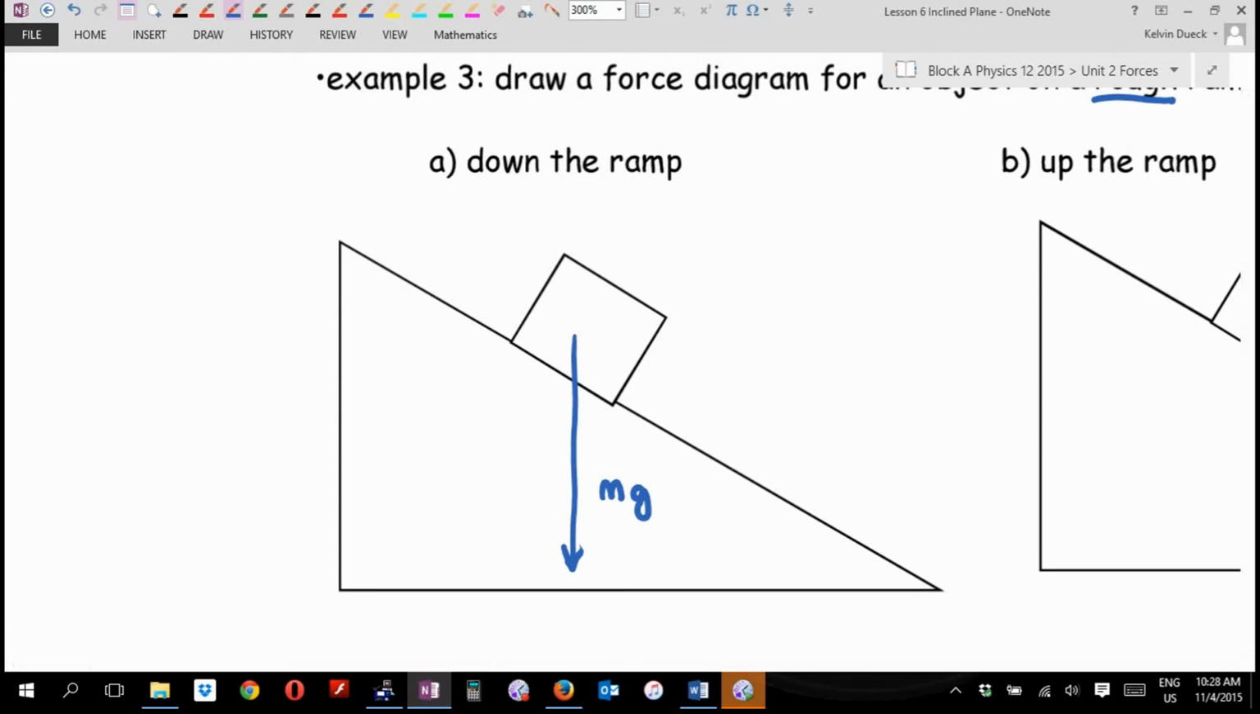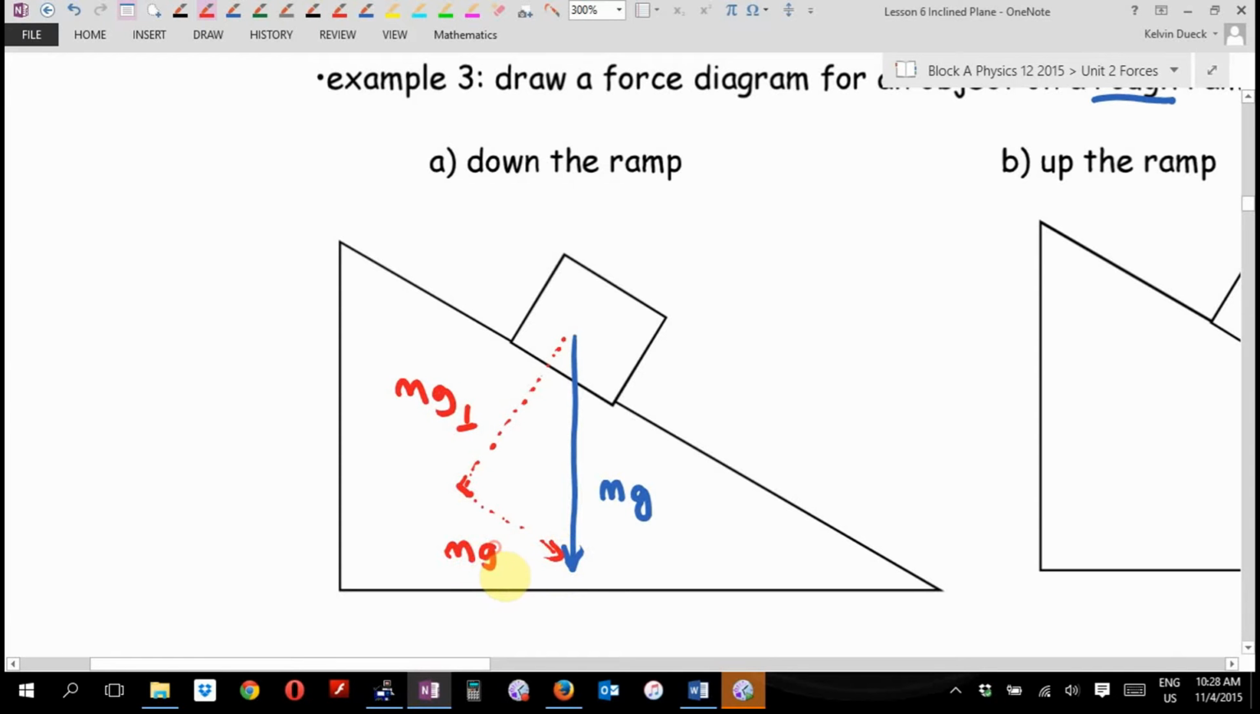I don't like gravity. I'm going to break it up into components: a perpendicular component and a parallel component. I want you to notice, this is very important because this is one of the most common mistakes. The parallel component is parallel to the ramp.